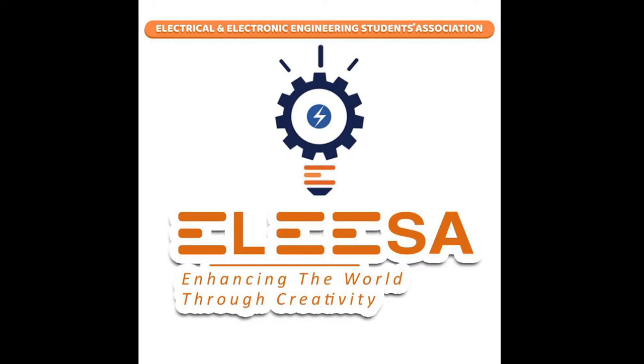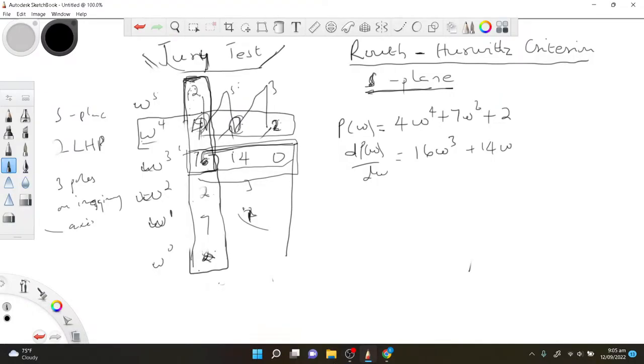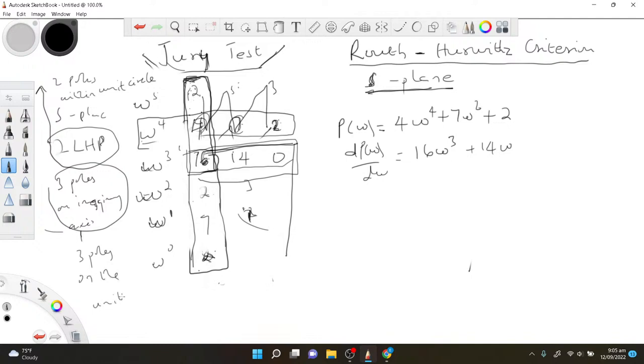Alright, so we are back. So we got three poles on the imaginary axis, two on the left half plane. Two on the left half plane means that there are two poles within the unit circle. And then three poles on the imaginary axis means there are three poles on the unit circle. Okay. So this is for the case where you have a row of zeros.